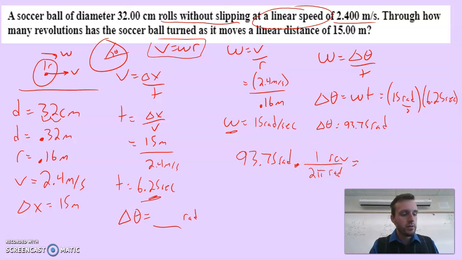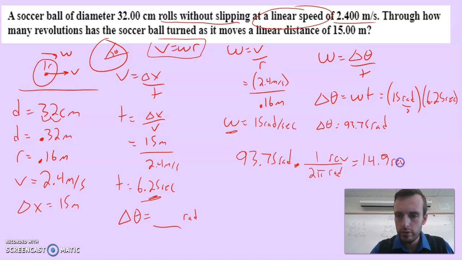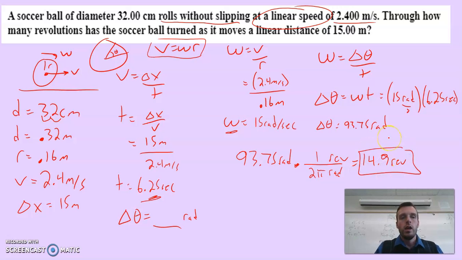So basically, you're dividing your answer by 2 pi. Now, when you do that, make sure you use parentheses, because your calculator likes to mess things up when you plug pi into it. But 14.9 revolutions is going to be our answer for how many revolutions a soccer ball turned as it moved a linear distance of 15 meters.